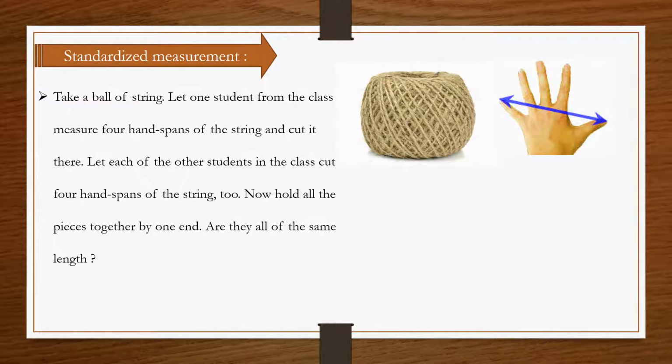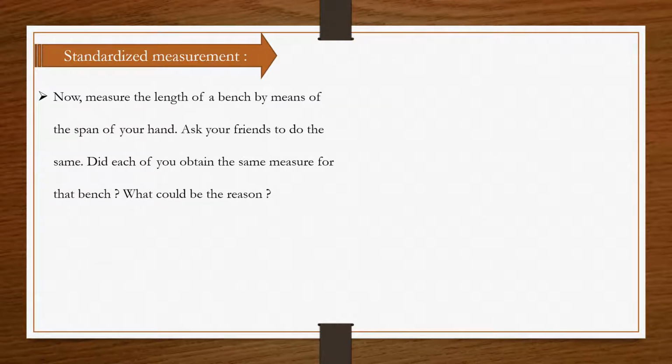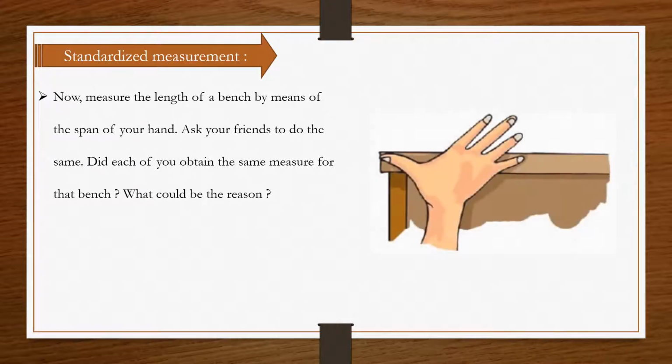Now hold all the pieces together by one end. Are they all of the same length? Correct, you are correct. No, they all are of different length. Students, now measure the length of a bench by means of the span of your hand. Ask your friends to do the same.